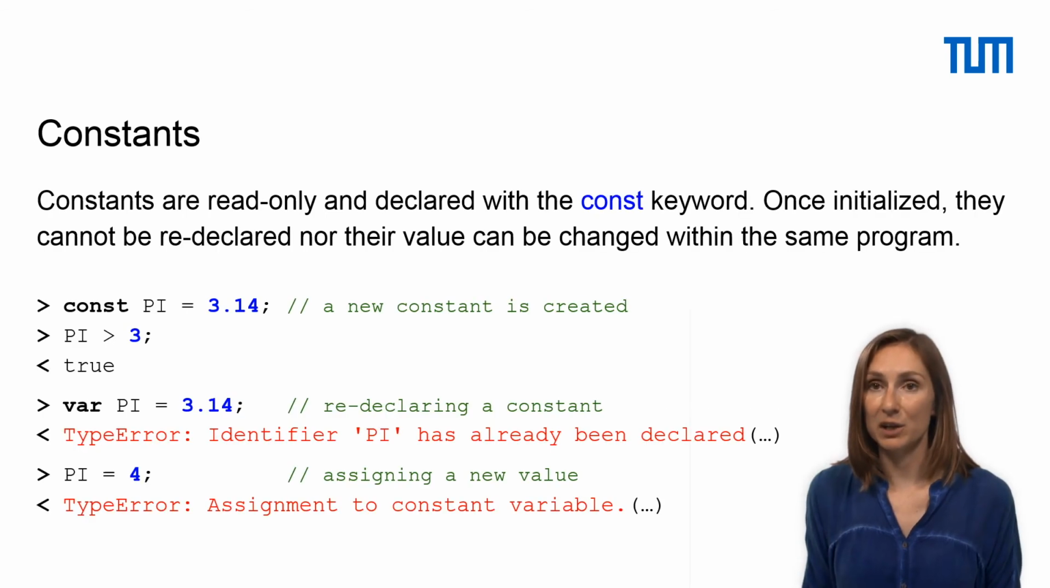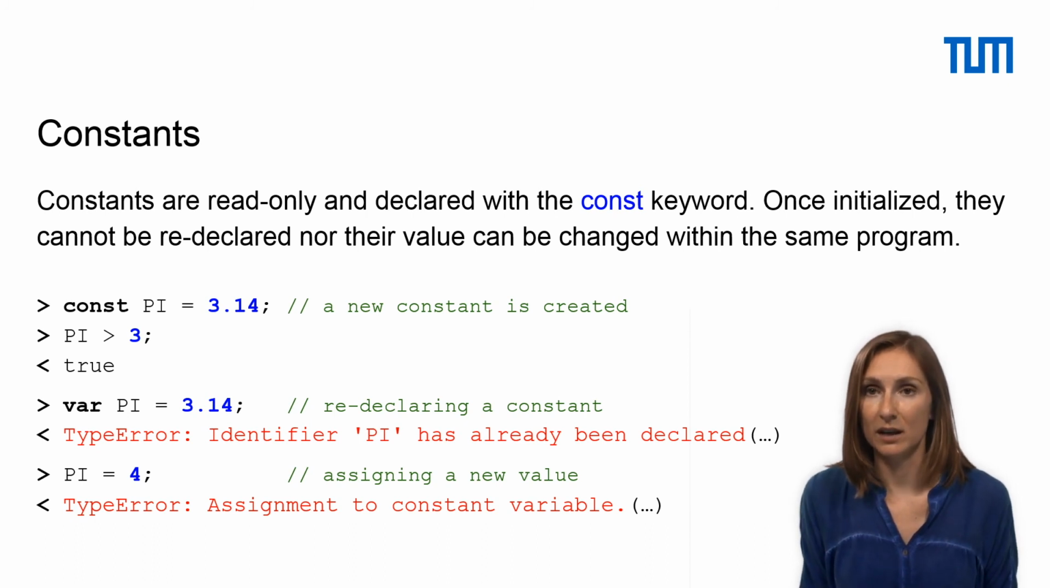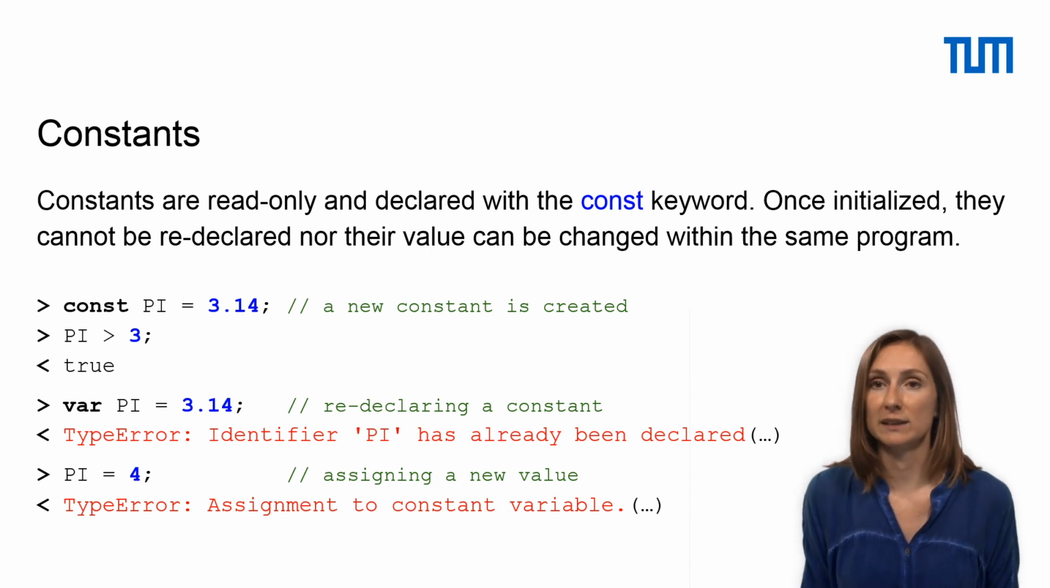An identifier with an associated constant value, that is a value that cannot be changed anymore, is called a constant. Constants are declared with a const keyword and have to be initialized upon declaration. Trying to redeclare the constant with a different type or trying to assign a new value to it will result in a type error printed in your console.